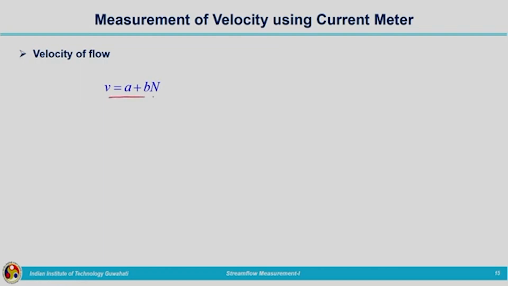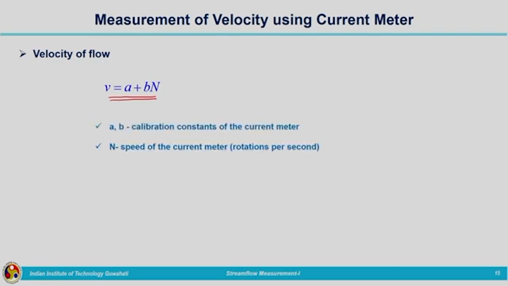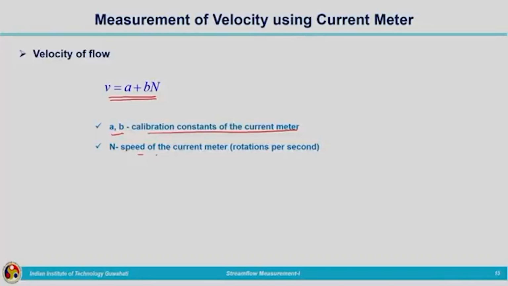Velocity of flow can be calculated by using this formula V = A + B N. In this, A and B are the calibration constants of the current meter. This depends on the current meter. It will be provided in the manual itself. Sometimes we may have to go for calibration of the current meter. So, capital N is giving us the speed of the current meter, that is rotations per second. In 1 second, how many rotations have taken place for these conical cups? That will be noted by the counting mechanism.